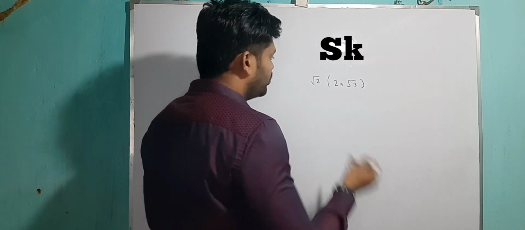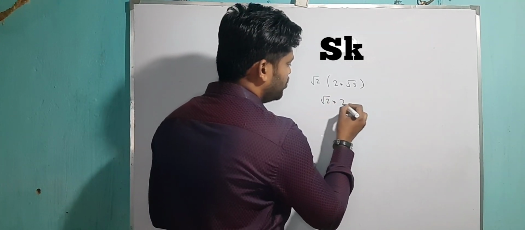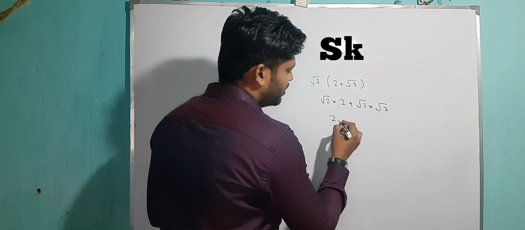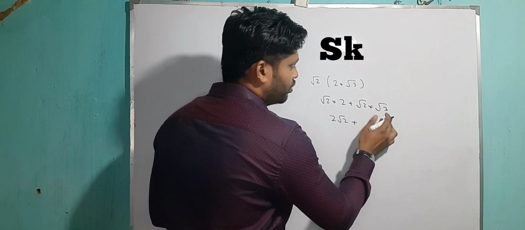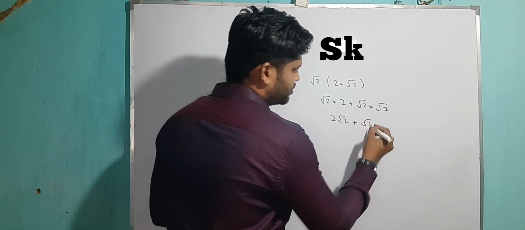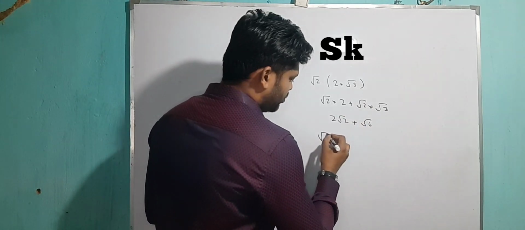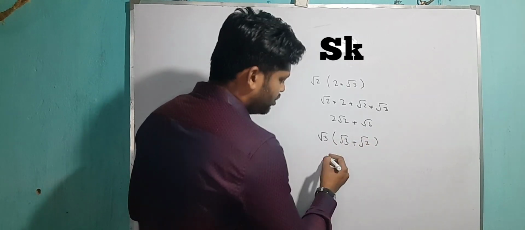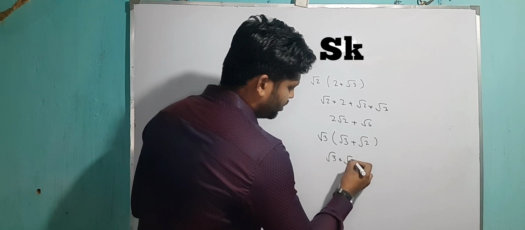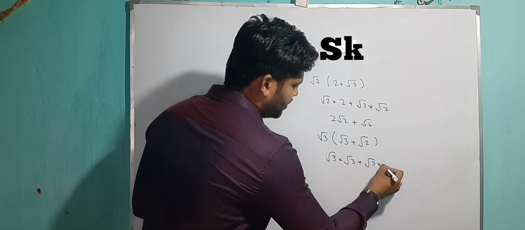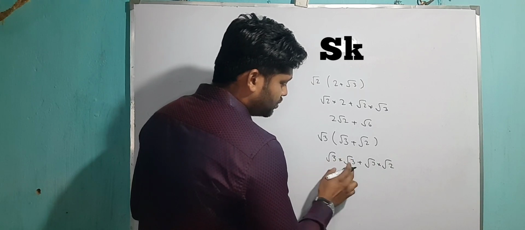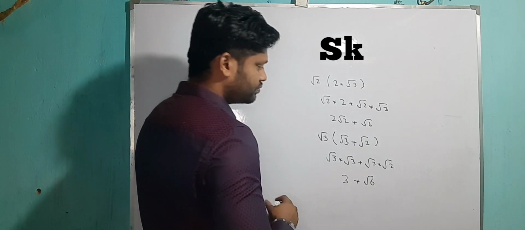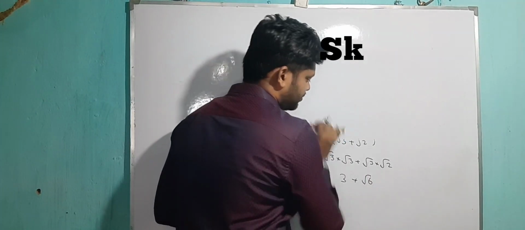So what you will do: root 2 into 2 plus root 2 into root 3. First, write nicely. Number and root can never be multiplied together. Both are in roots but numbers are different, so root 6. Done. Next, root 3 times root 3 plus root 2. Now again root 3 multiply root 3 plus root 3 multiply root 2. Now both are roots, both are same, so 3. Both are roots, both are different, root 6. Clear? Okay, next one.